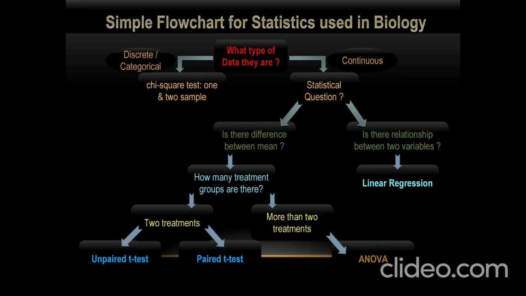Now, we come to the second statistical question. Is there a relationship between two variables? So, why do we use linear regression and what is it? Here, the dependent variable is a function of a single independent variable. For example, the height of a person on his weight is a linear relationship between two variables.